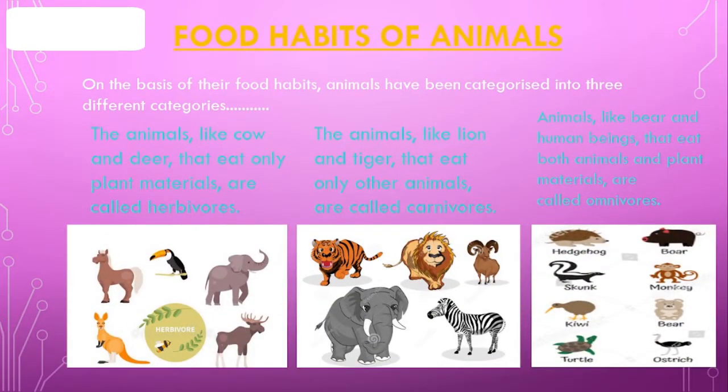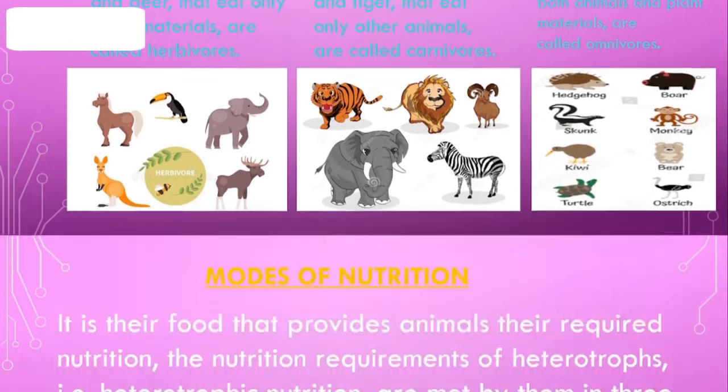Food habits of animals. On the basis of their food habits, animals have been categorized into three different categories. The animals like cow and deer that eat only plant materials are called herbivores. The animals like lion and tiger that eat only other animals are called carnivores. Animals like bear and human beings that eat both animals and plant materials are called omnivores.